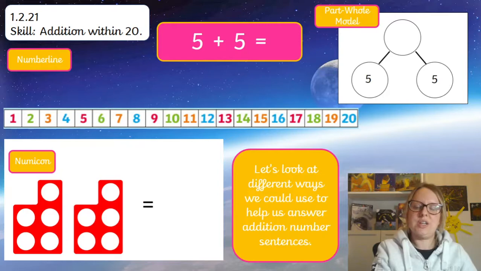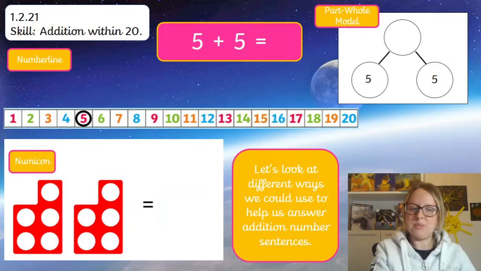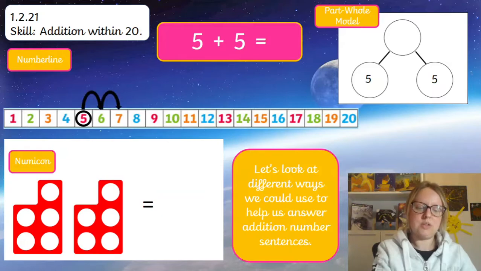Okay, let's try again, this time with 5 plus 5. So we would start on our number 5 on the number line, and how many jumps would we do? We would do 5 jumps. 1, 2, 3, 4, 5, and we land on number 10.